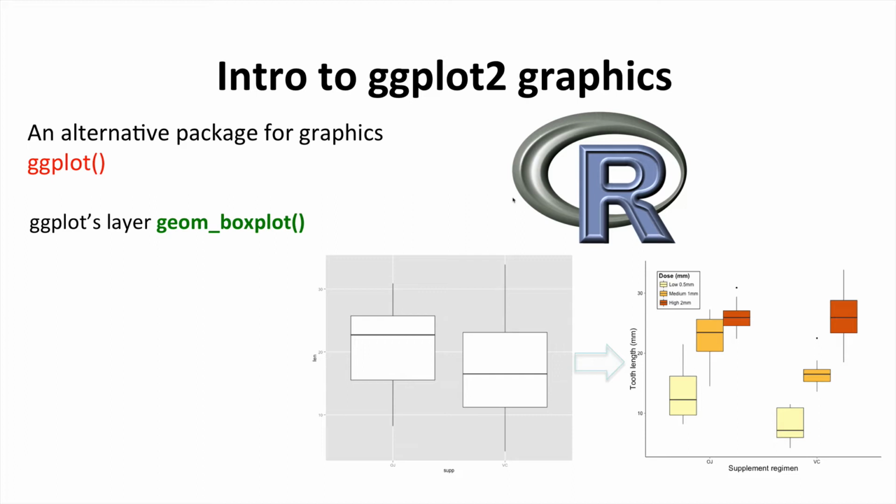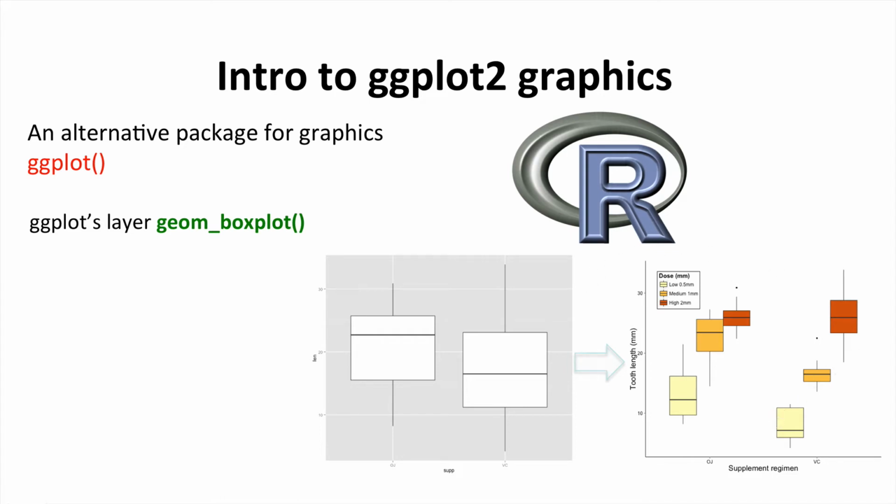To do this, we're going to use the geometric object, which is coded through geom_boxplot. In just one small line of code, we can produce very ugly figures like this, and then we can go on to produce publication quality figures like this one on the right.